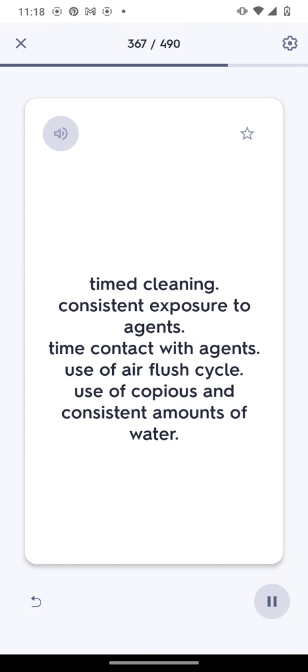Advantages of air: time cleaning, consistent exposure to agents, time contact with agents, use of air flush cycle, use of copious and consistent amounts of water.